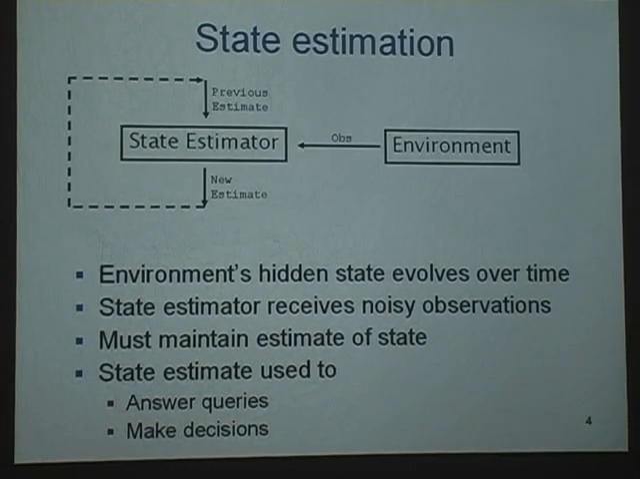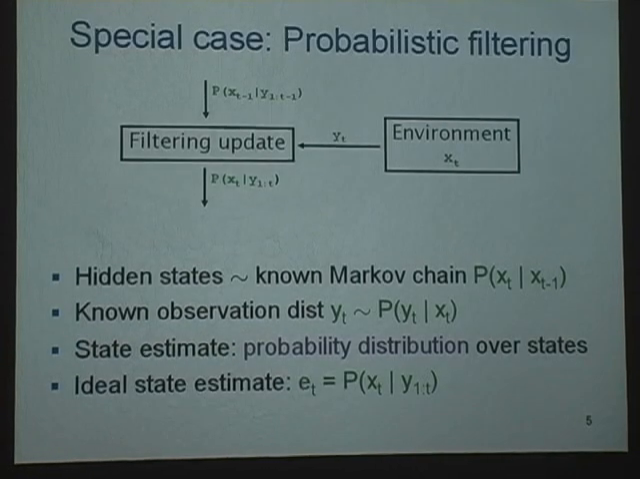So here, instead of a user, there's an environment with a hidden state evolving over time. There's a state estimator now receiving noisy observations from this environment. And we want to maintain an estimate of this hidden state, given all the observations we've seen so far. And when we have such an estimate, we can use it to answer queries and make decisions what to do. So I'm going to be talking about what goes in there. And I'm going to be talking about a special case, probabilistic filtering.